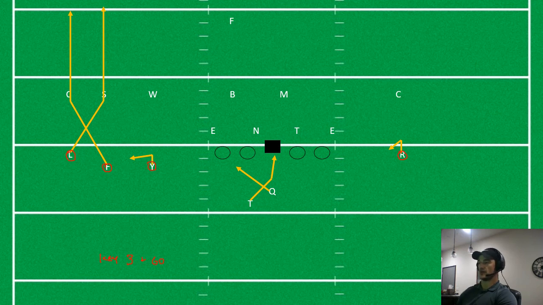And this can be run out of 3x1 right too, guys. I'm only showing you out of 3x1 left in the interest of time. All right, let's move on.